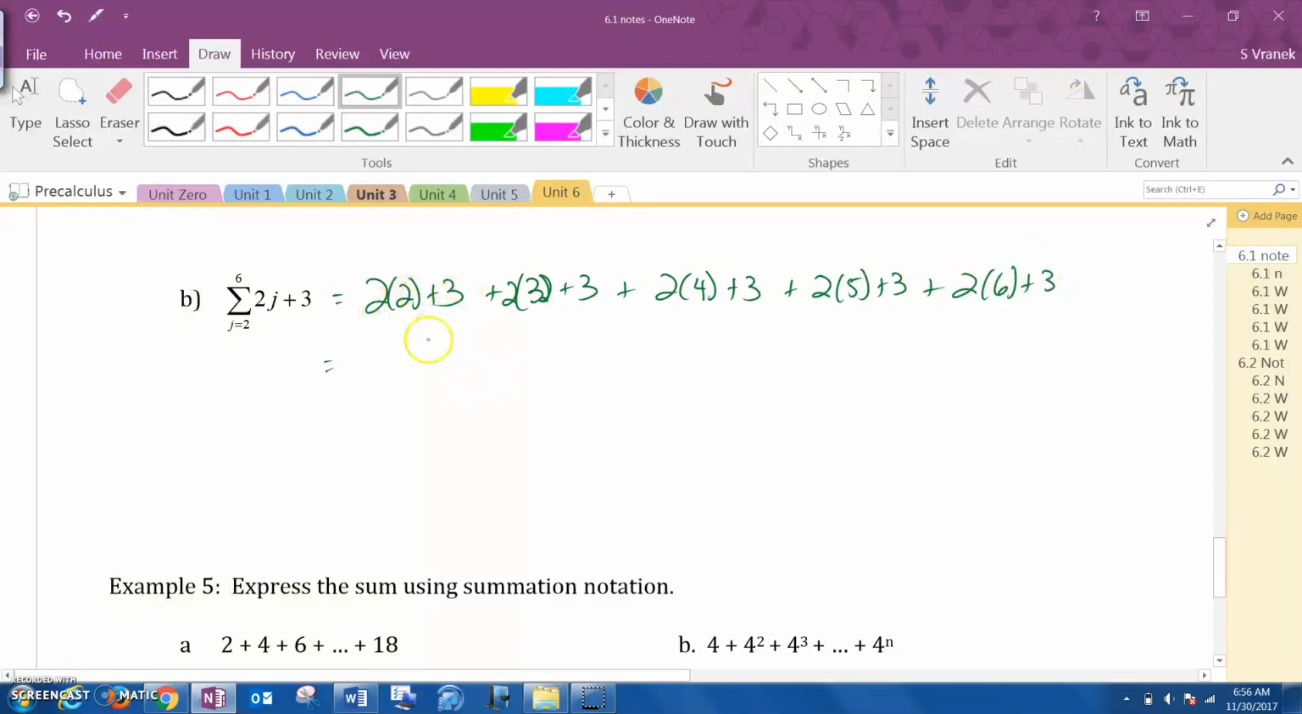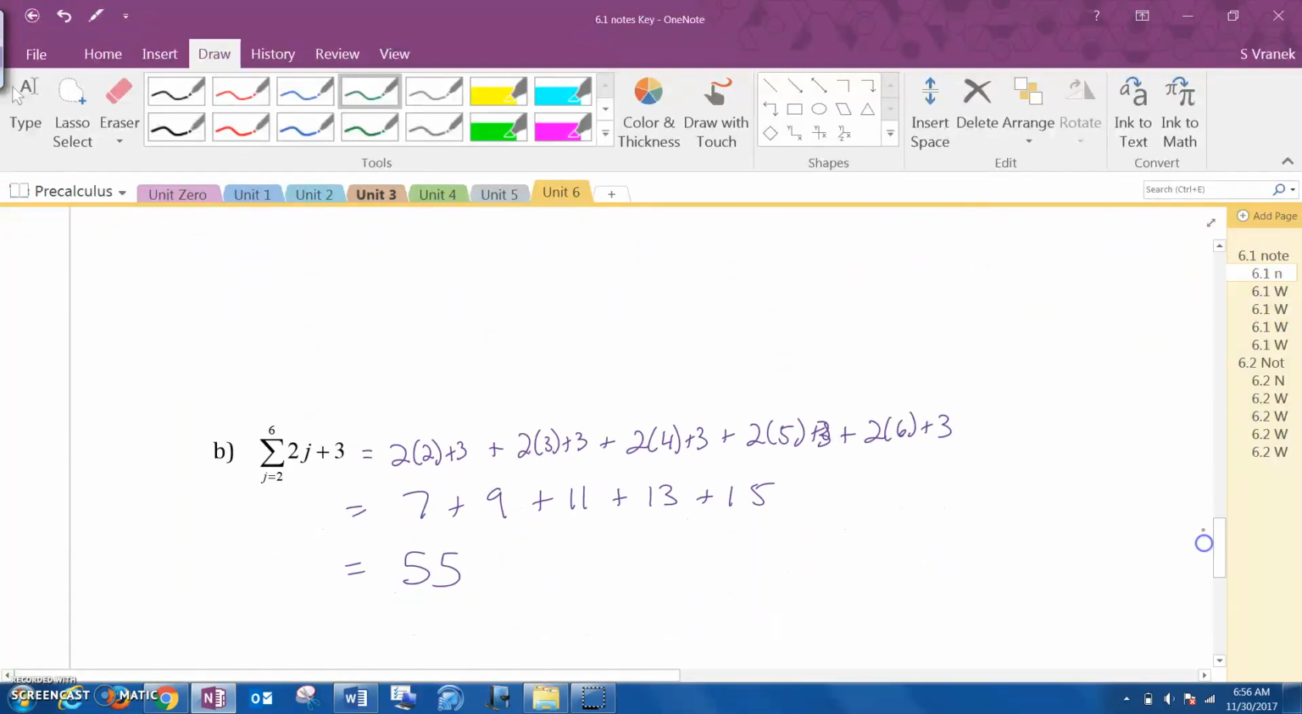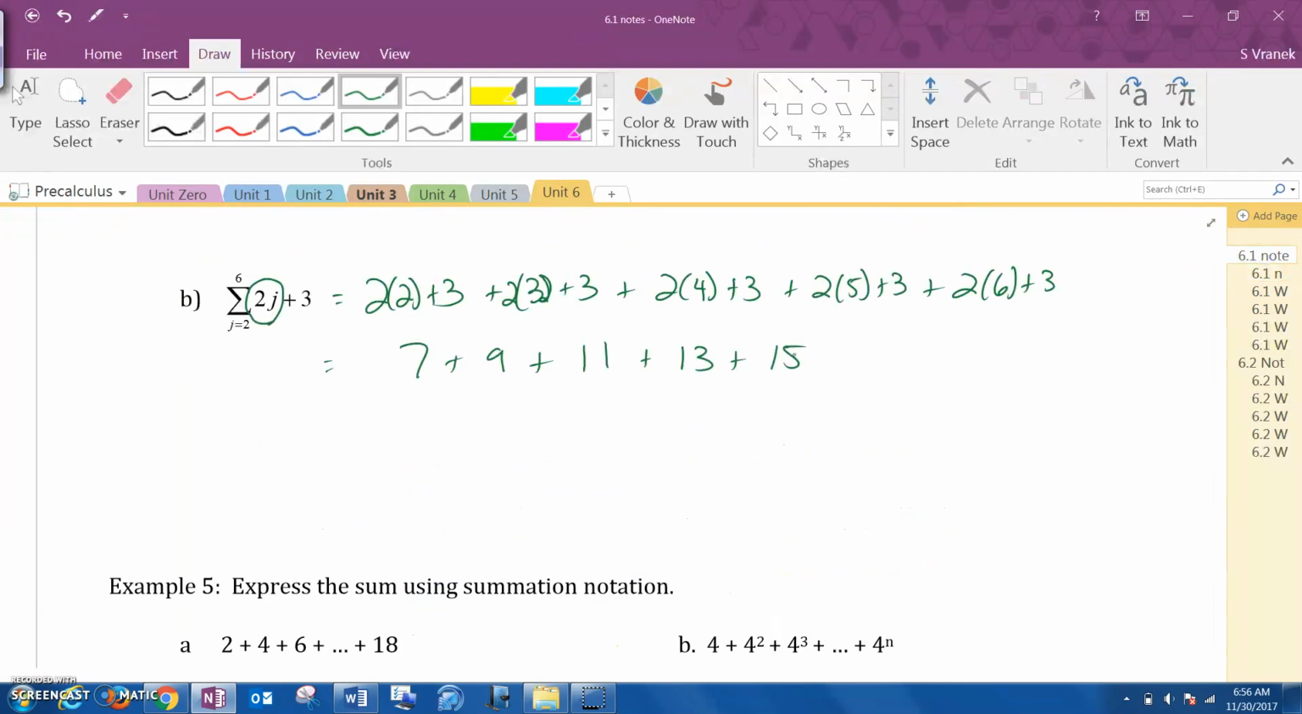So this turns into 4 plus 3 is 7. 6 plus 3 is 9. And then you should see the pattern. These are actually going up by 2's. Again, we should have known that from our nth term. 7, 9, 11. This should be 13. And this should be 15. And then when you add all that together, I'm just going to cheat a little bit and look at my answer key. You get 55. So this turns into 55.